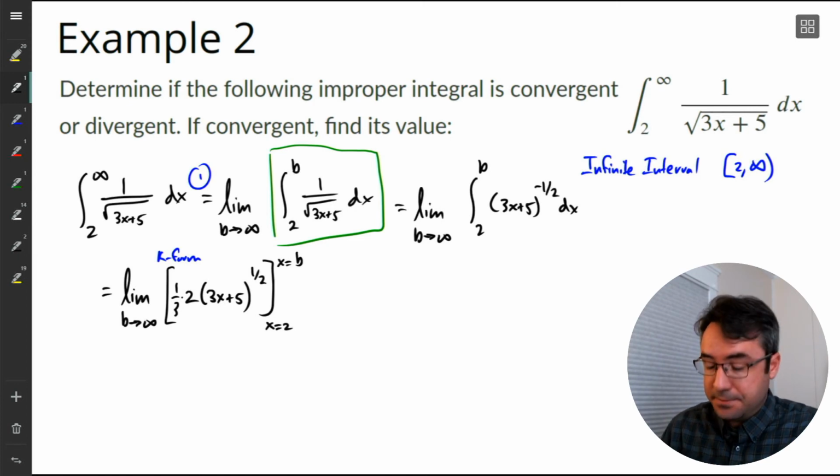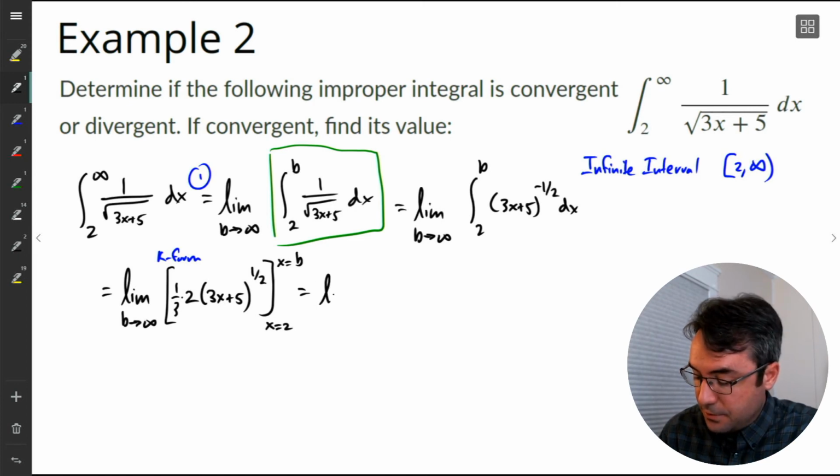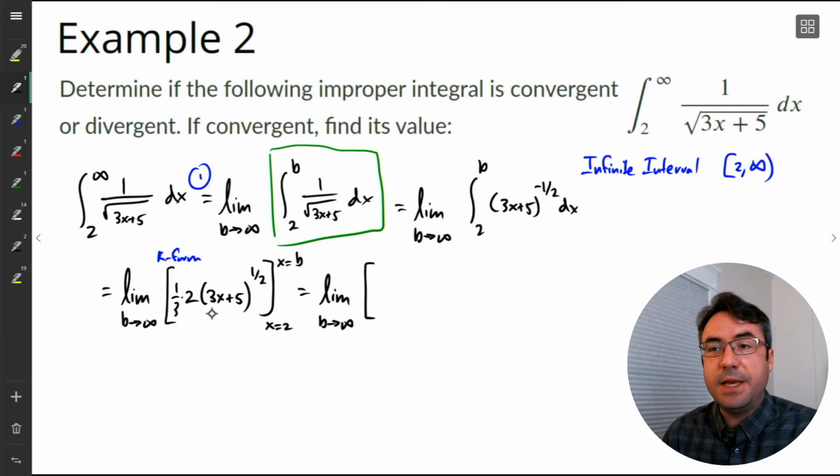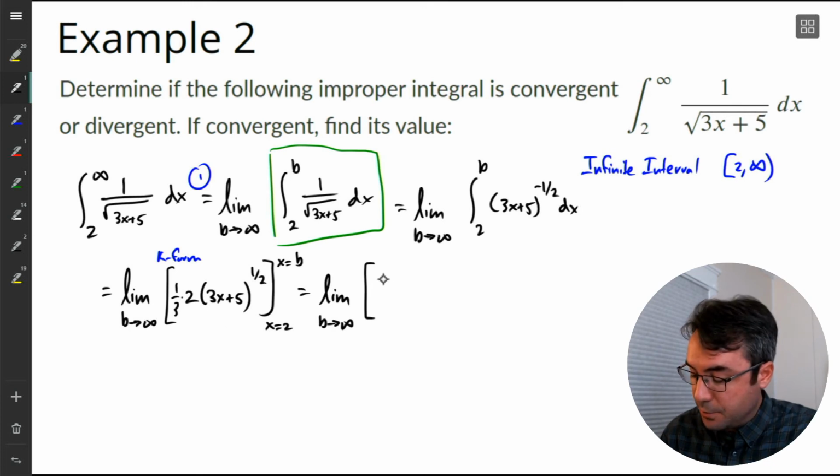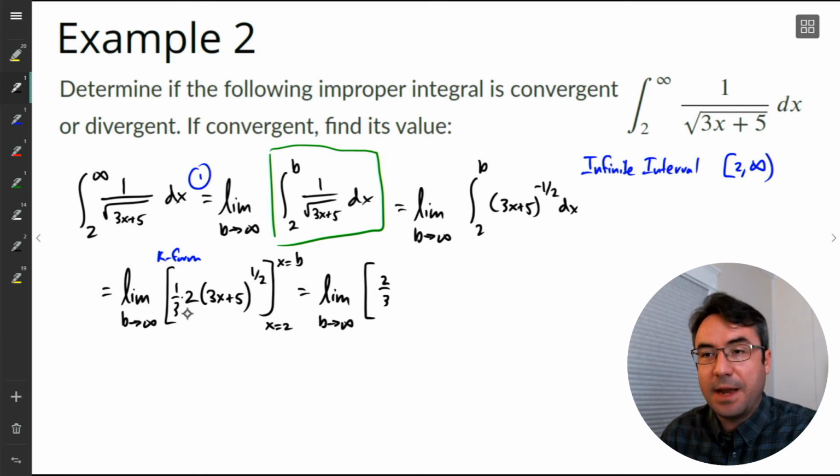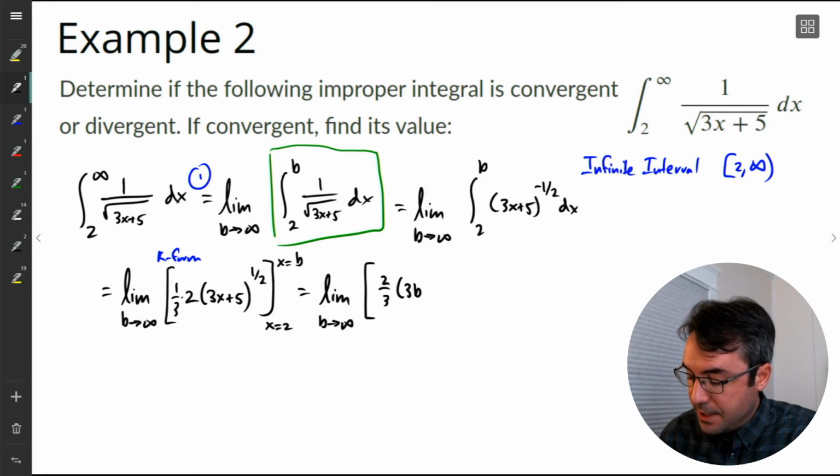And so let's plug in. Top number goes in first. So what do we get when we plug in b? We're going to plug b into this antiderivative. So we're going to end up with 2/3. Let's combine those into one fraction. And then we'll have 3b plus 5 raised to the 1/2 power.